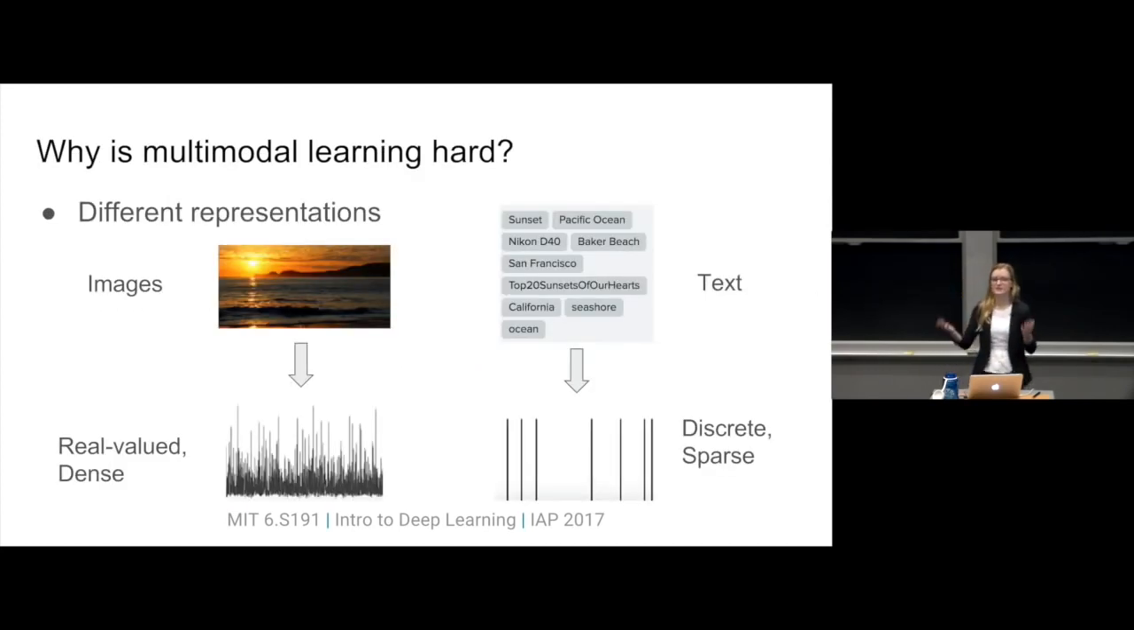So why haven't we done a whole lot of multimodal learning? It sounds so great. Well, these different modalities have very different representations. If you think about images, these are real valued and really dense in the form of pixels, compared to something like text, which is very sparse in comparison and discrete as well. So it's really hard to combine these two different representations into one model.